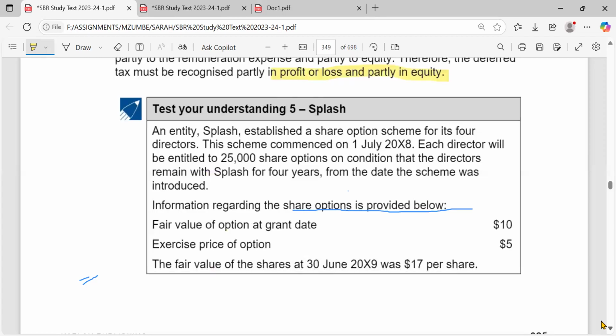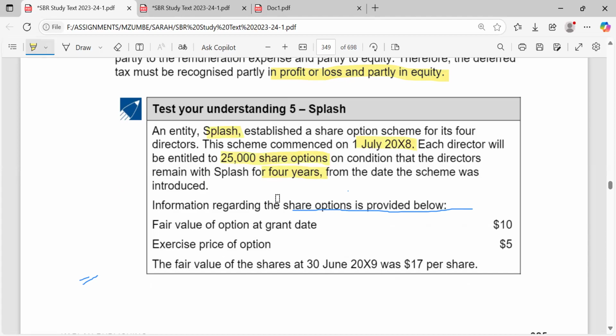Okay, let's go and look at an example now. This is an example, and we are told here the entity, which is called Splash, established a share option scheme for its 4 directors. This scheme commenced on 1st July 2008. Okay, this is fine. Each director will be entitled to 25 share options on condition that the directors remain with Splash for 4 years, right? From the date the scheme was introduced. So the principle is to stay with the entity for 4 years.